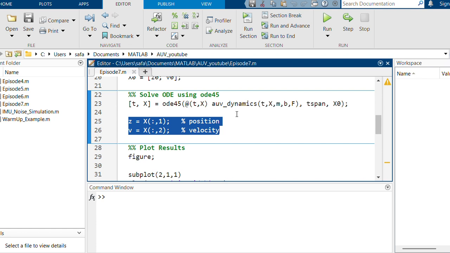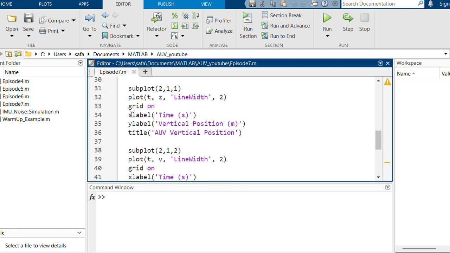The solver returns all state variables inside the matrix X. The first column contains position. The second column contains velocity. We separate them to make plotting easier.